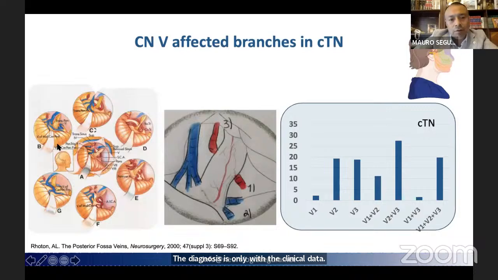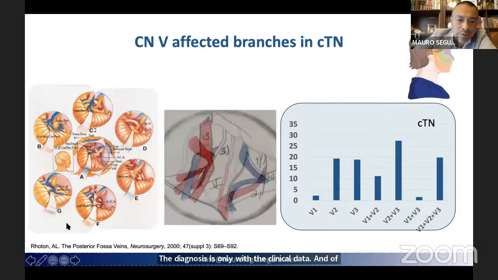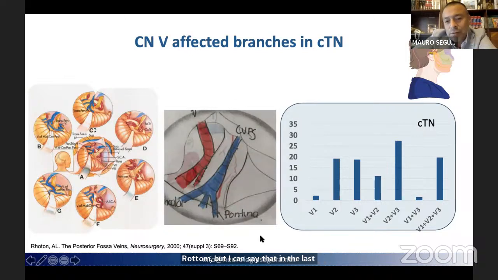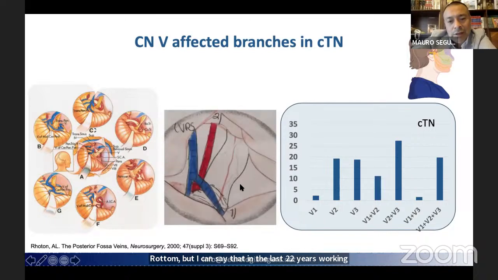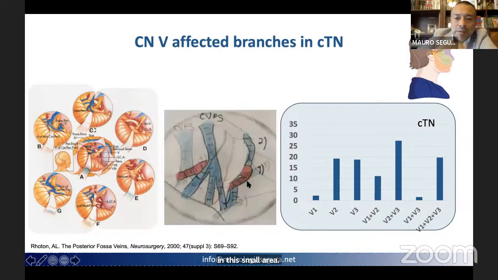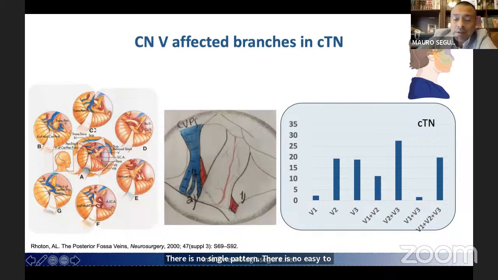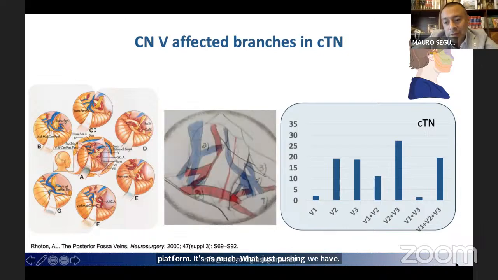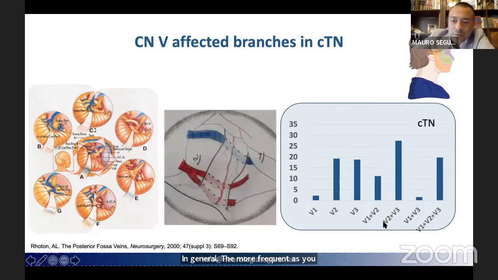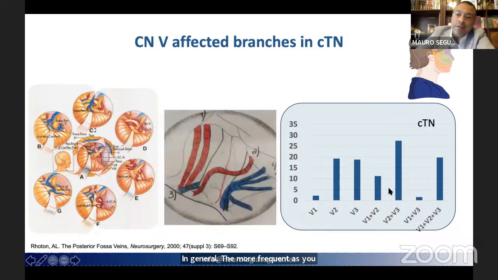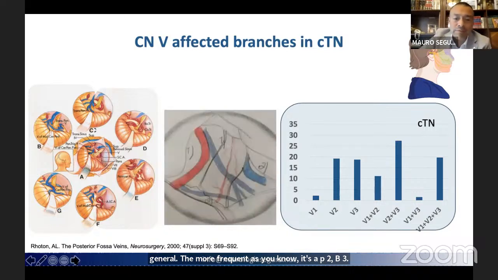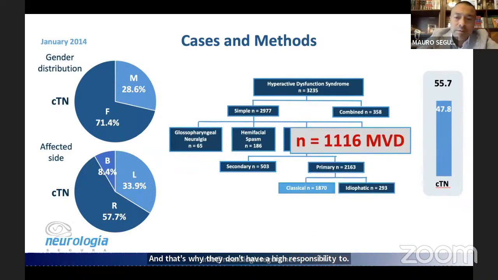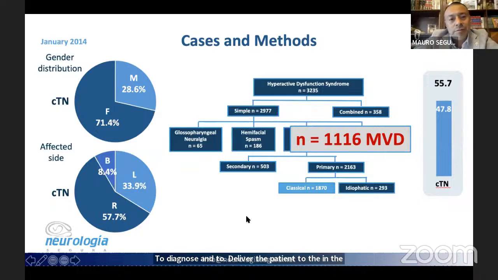And of course, we know this picture from Dr. Rotten, but I can say that in the last 22 years working in this small area, there is not a single pattern. It's not easy to find a pattern. There is as much variety as there are patients. In general, the most frequent, as you know, is V2, V3, and that's why the odontologists have a high responsibility to diagnose and to deliver the patient to the neurosurgeon.